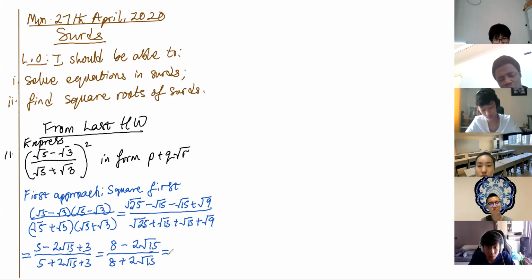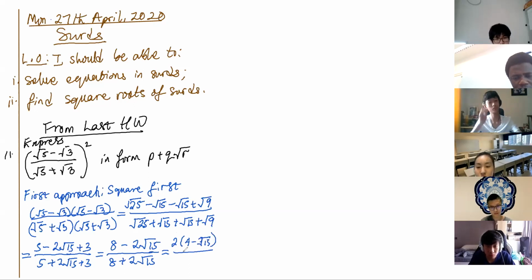So if you look at it, 2 can be factorized. And here also 2 can be factorized.